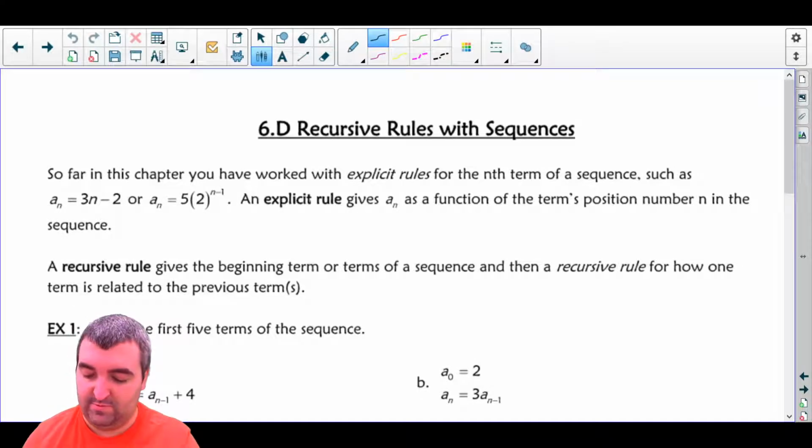Hey everybody, Mr. Rubo here, and today we're going to talk about recursive rules with sequences.